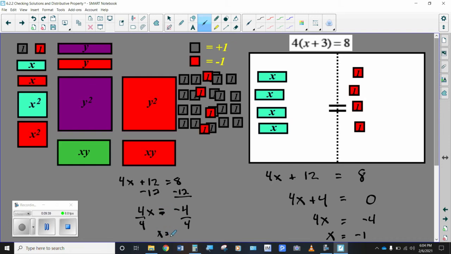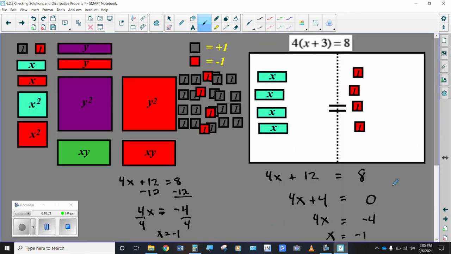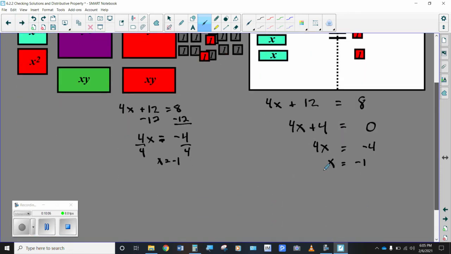X is equal to -1. Okay? Now, I want to test this to make sure that that is correct. If x is equal to -1, then for the check, I will say that 4 times (-1 plus 3) is supposed to give me 8 for an answer. And -1 plus 3 is 2. So 4 times 2 is equal to 8. Yeah, that's correct. So I feel good about my answer. I draw a box around my solution, around my answer, and we are good.